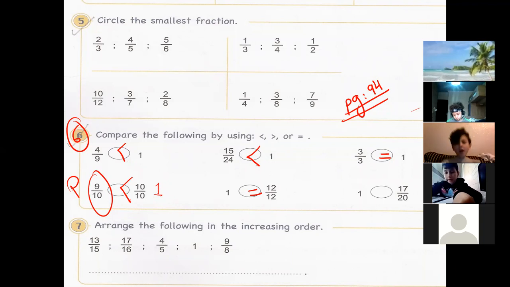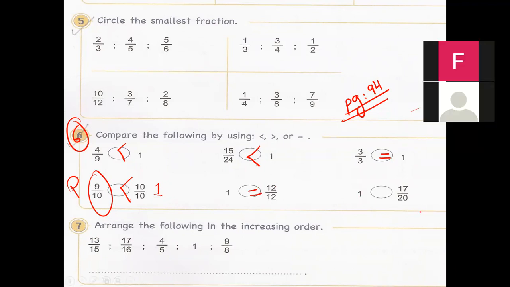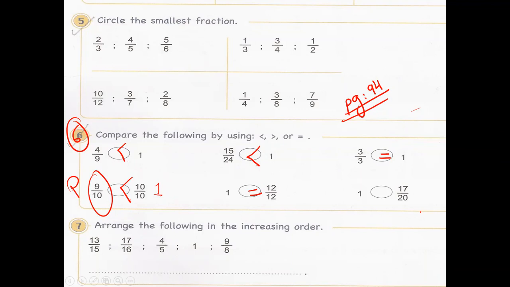Amir. The last one. 1 and 17 over 20. One, Amir. Biggest. I can't hear. It's just singing. Amir.